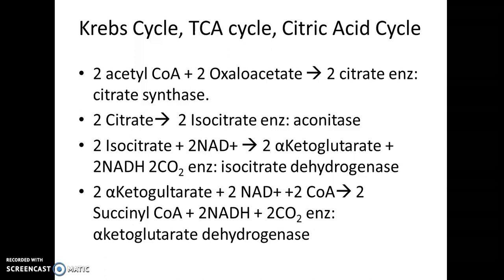AKG would have been the second name beside PEP. The enzyme is isocitrate dehydrogenase. Why? Because we're removing 2 electrons and a hydrogen ion from isocitrate. That's the name. It's all in the name.